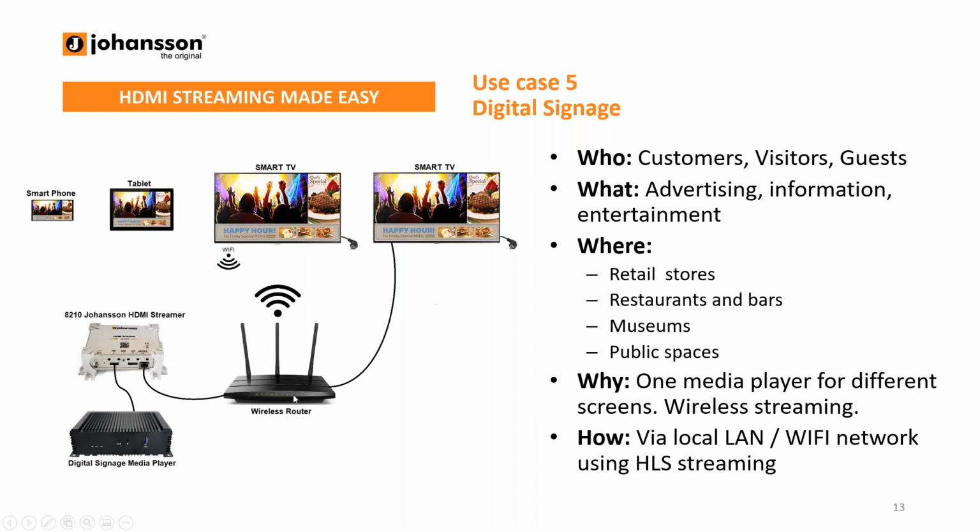If the HDMI streamer is already connected to your network and your network has Wi-Fi, you can just enter the IP address or host name and the image will be there. So no cabling required anymore, no drilling, and so on. Very easy.